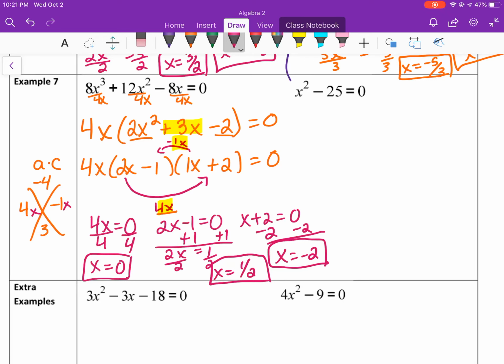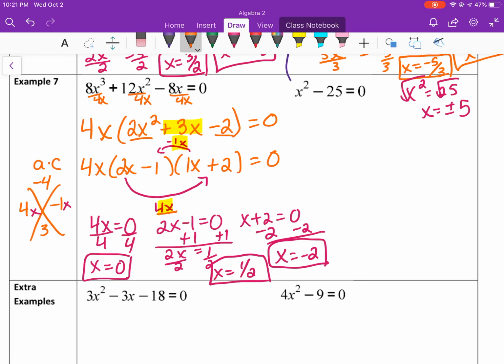So there we are. I'm going to do one more, and that's x squared minus 25 equals 0. Notice this one, if you solved with square roots, x squared equals 25. Square root both sides, x equals plus and minus the square root of 25, which is positive or negative 5. So this one can be solved with factoring or square roots.